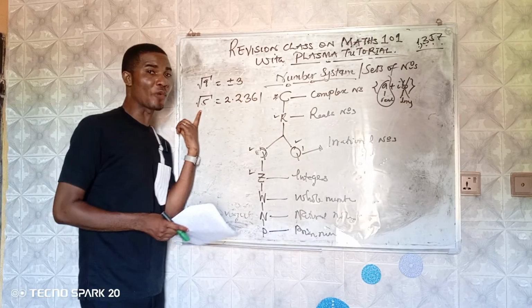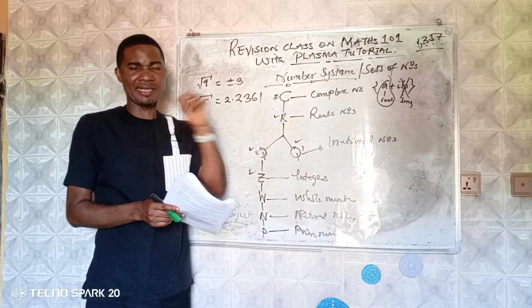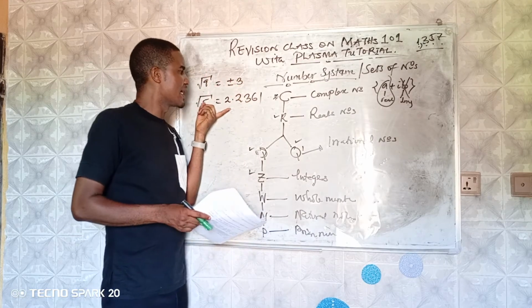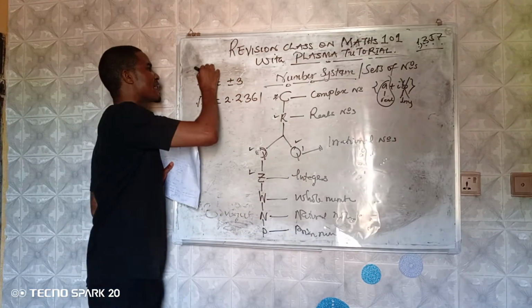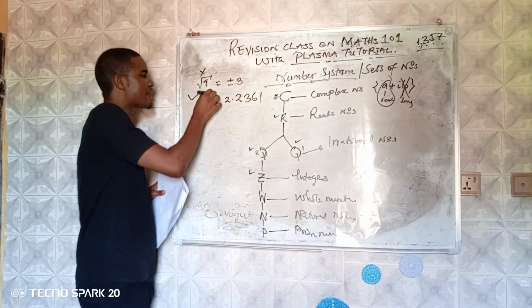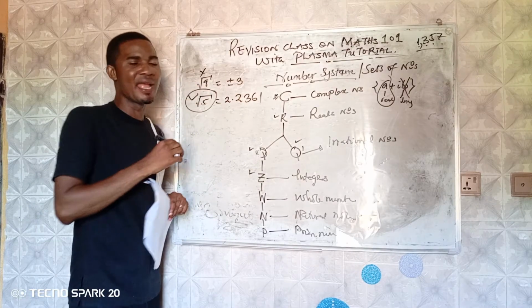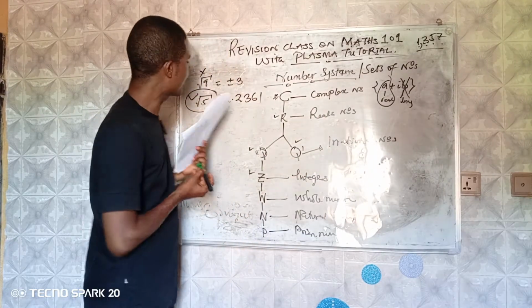So when I take the root of a certain number and it does not give me a whole number, rather it's giving me a fraction, that number is in its short form. Hence, root 9 is not in its short form, while root 5 is. And we say that numbers that are in their short form are referred to as what? Irrational numbers. That is one.